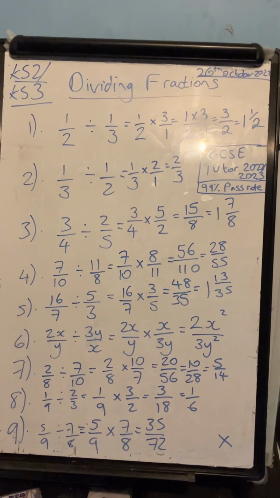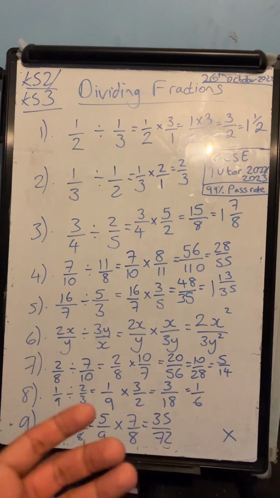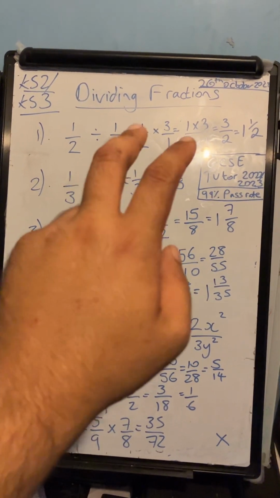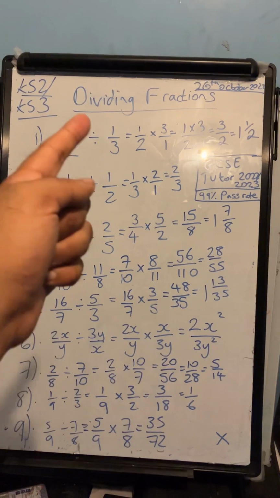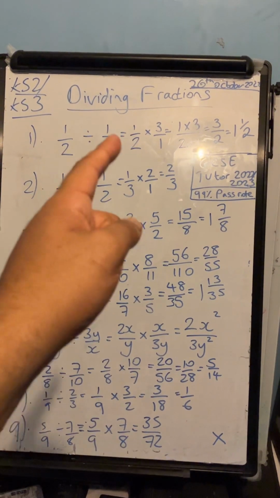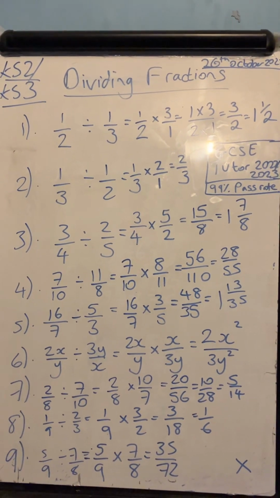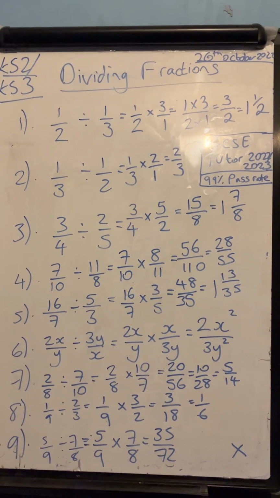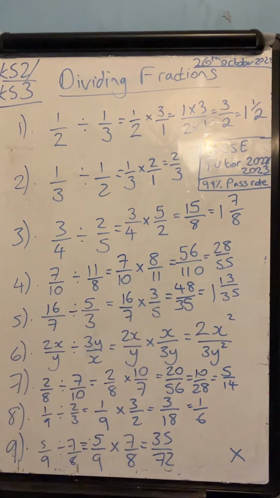Once I've done that, I then just multiply fractions as I did in the previous video for multiplying fractions, which is I multiply the numerators together and multiply the denominators together. So 1 times 3 is 3 and 2 times 1 is 2. The answer that I get is 3/2, which is my top heavy fraction or improper fraction, which is 1.5.